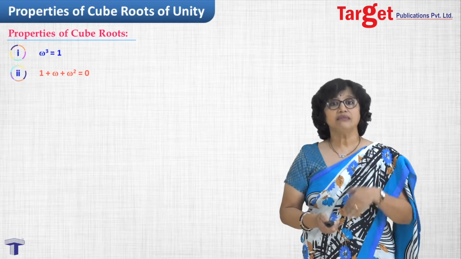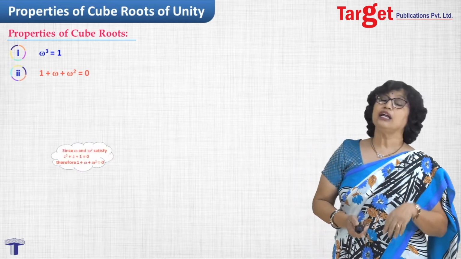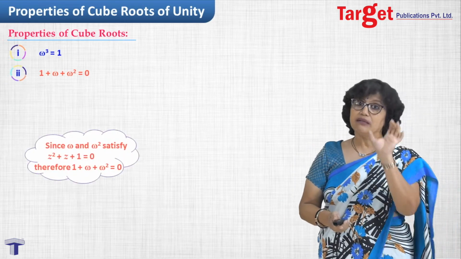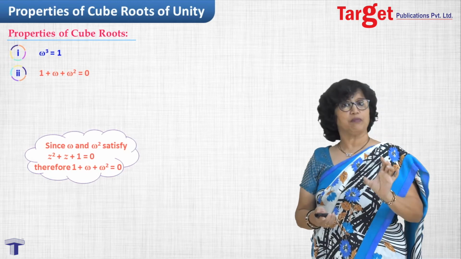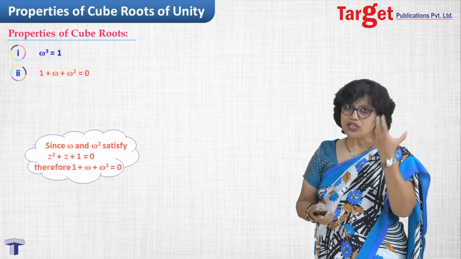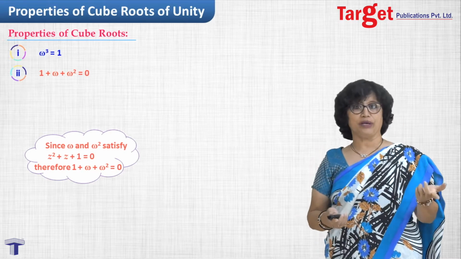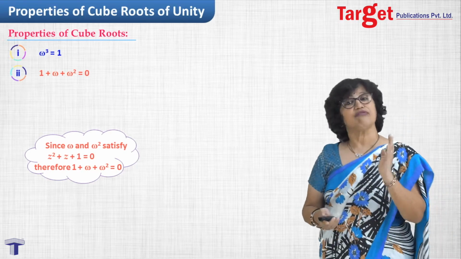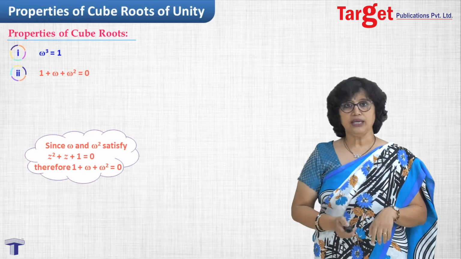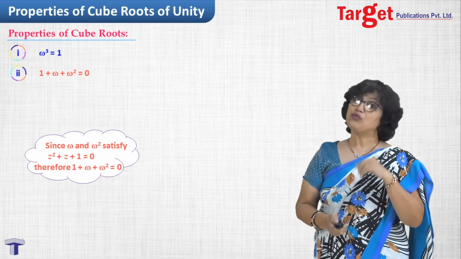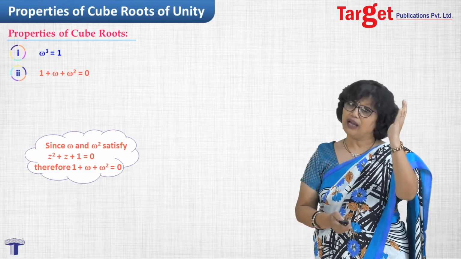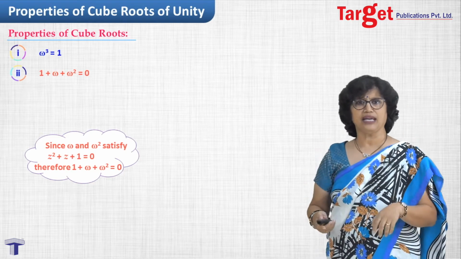Now another explanation could be that omega and omega square satisfy the second factor, which was z square plus z plus 1. Right? So z square plus z plus 1 becomes 0 when you substitute z equal to omega or z equal to omega square. And hence I can say 1 plus omega plus omega square is 0. This is another explanation. And there is one more nice explanation. You can think of what you have done in your quadratic equation part.